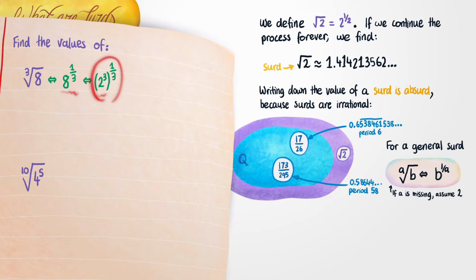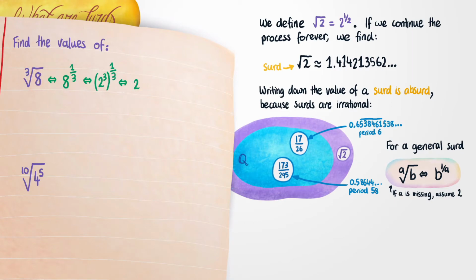But now we can use the index laws, so we can multiply this 3 by this 1 on 3, and that's going to give us the number 1. And of course, we don't really need to write that 1, so I can just get rid of it. So therefore we can see that the cubed root of 8 is the same thing as the number 2. Now that makes sense because 2 times 2 is going to be 4, and then 2 times 4 is going to be 8. So 2 multiplied by itself 3 times gives you the number 8.